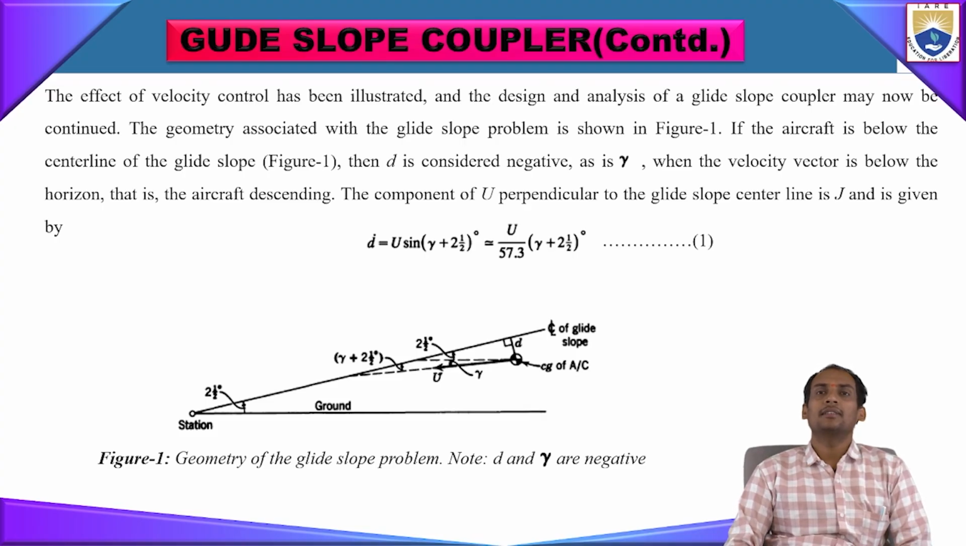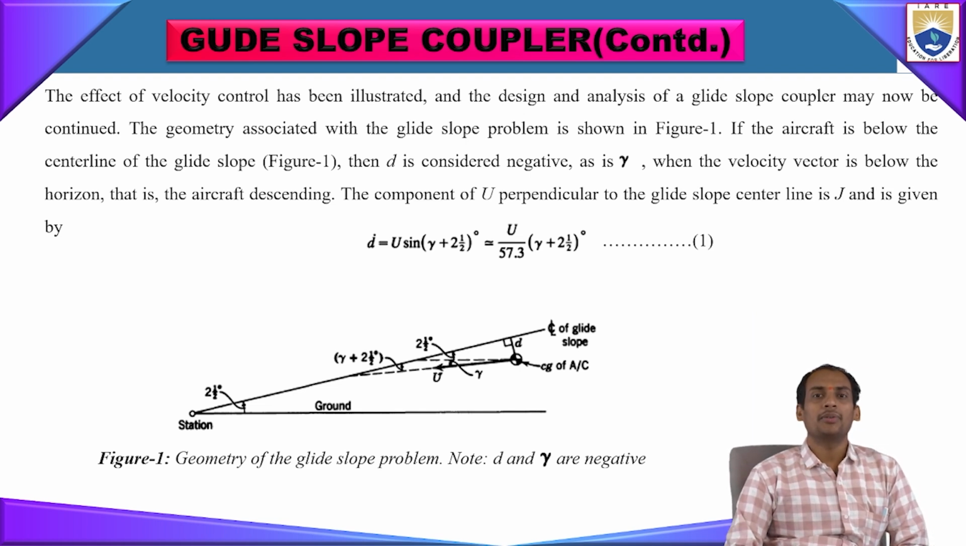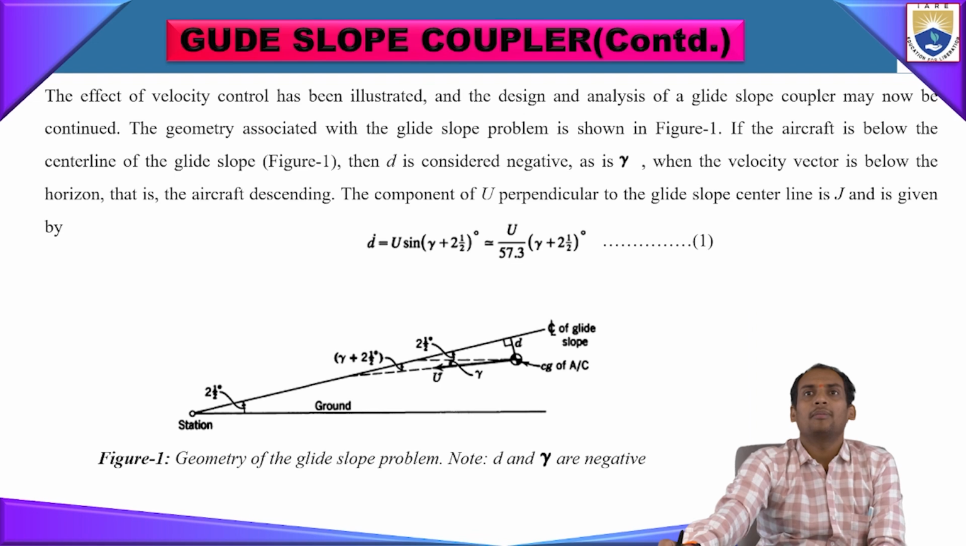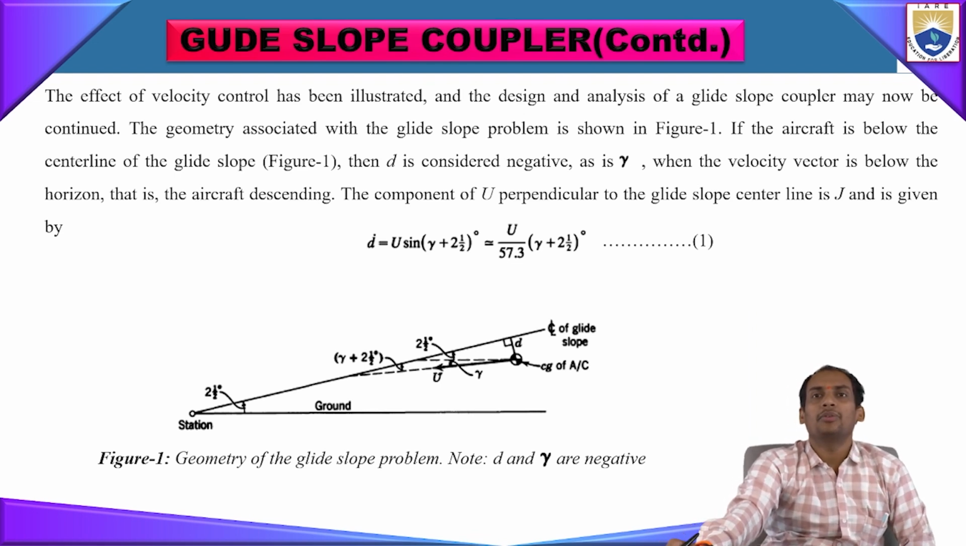As a continuation of the previous glide slope coupler part 1, where we discussed the frequency response of the control system up to the change of angle only, now we will see how things behave with respect to velocity. Here you see the effect of velocity control given in the figure below.